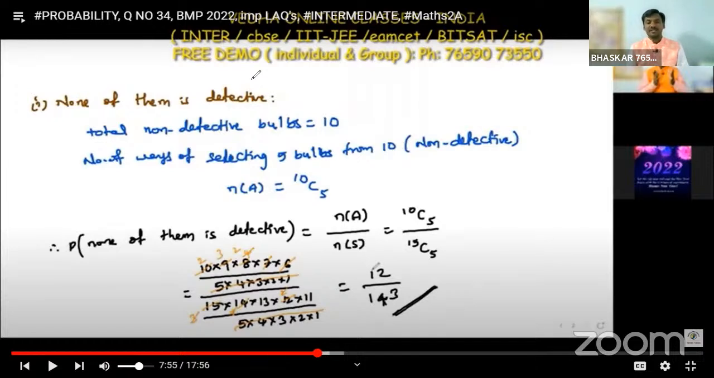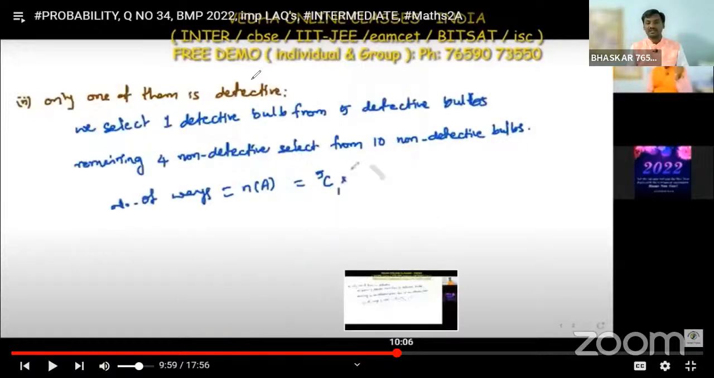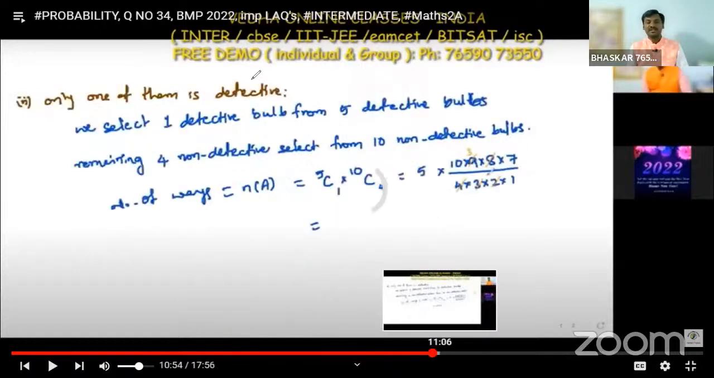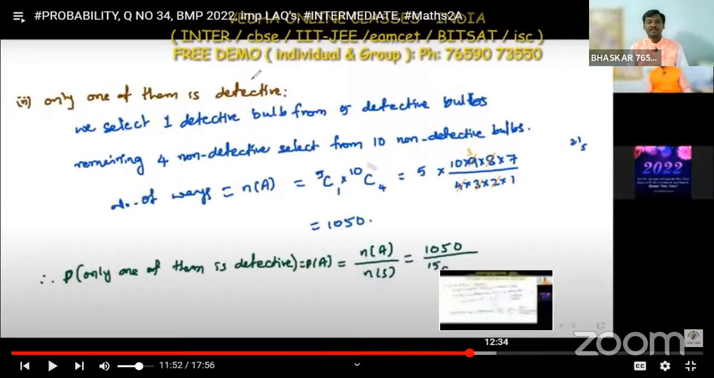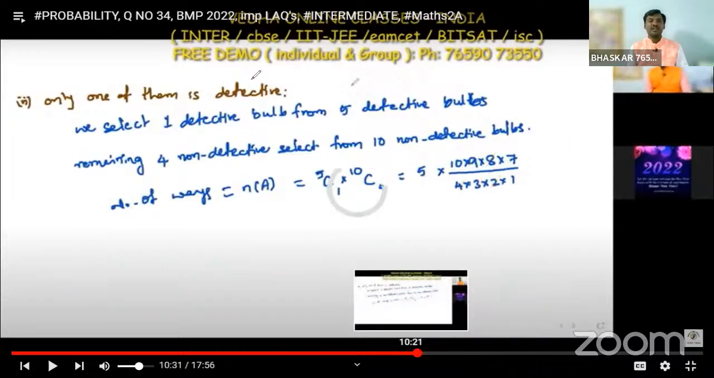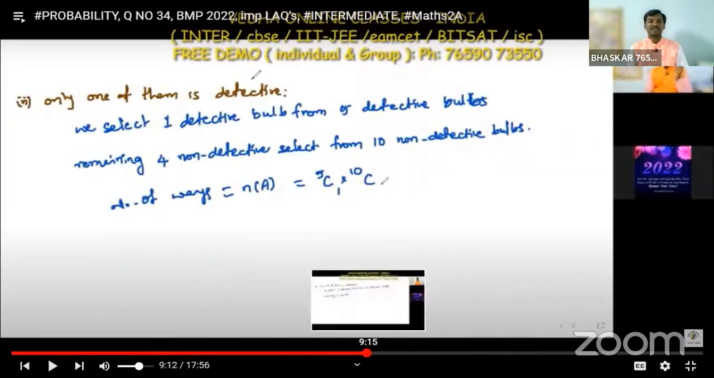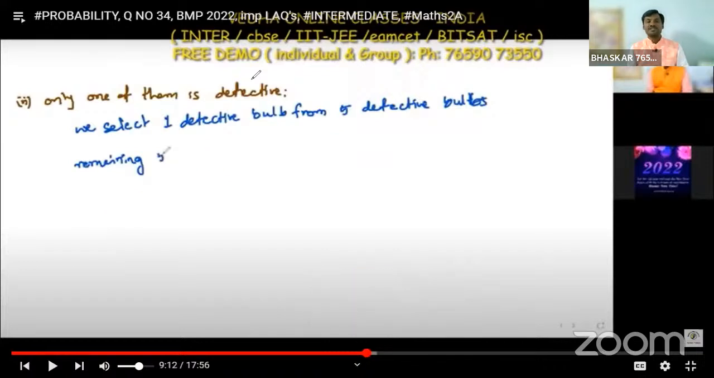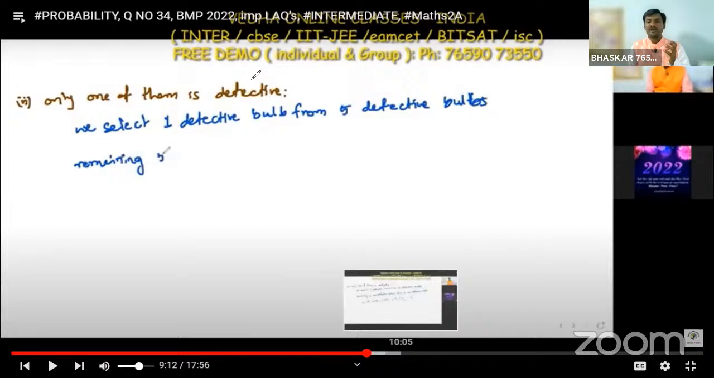After that, the second question. What is the second question here? Only one of them is defective. That means we want one defective bulb and the other 4 non-defective bulbs. So for that, what do we have to do?